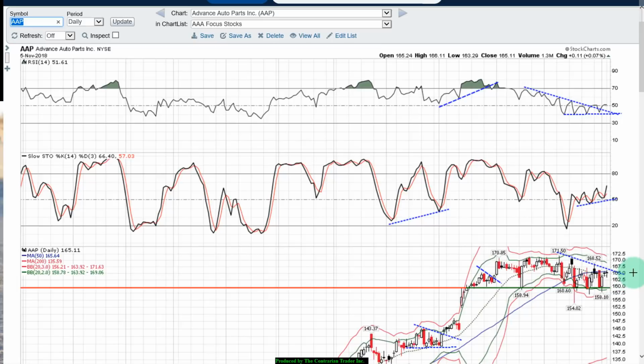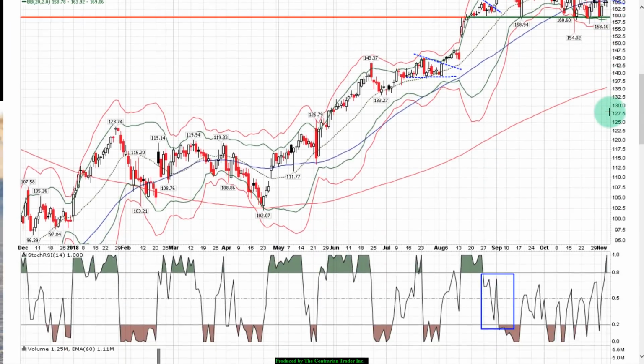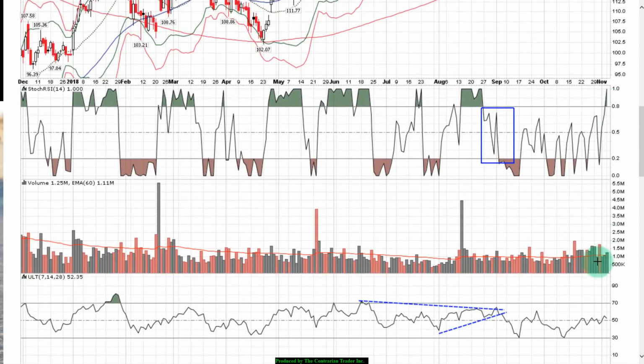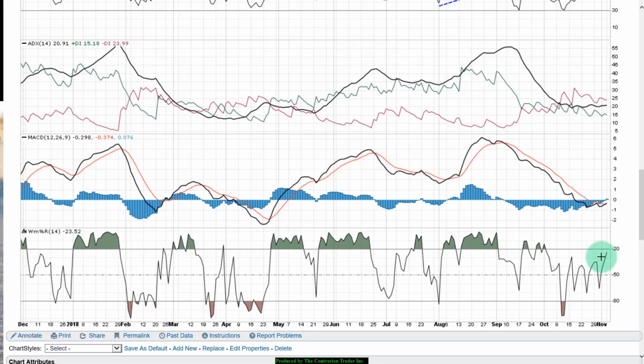Why am I being a bit aggressive here? It's because I can't resist the stochastics. I can't resist the RSI. They're breaking out, higher lows, higher highs, all good stuff. That's what you want to see. So the probability of a breakout here is very, very good. Volume, outstanding. So I want to get me some AAP.